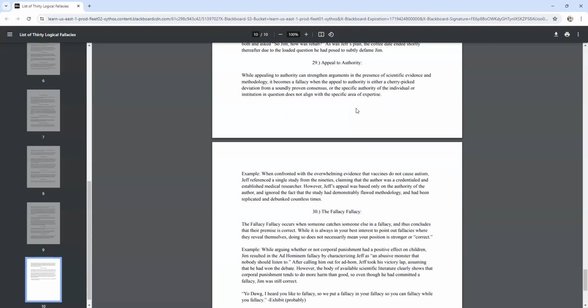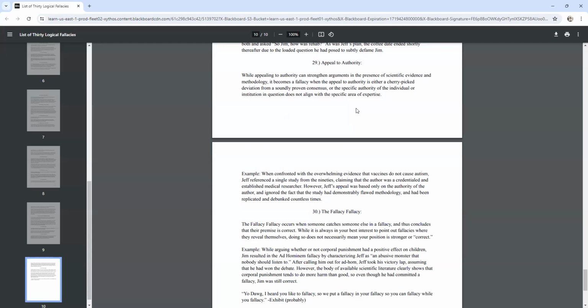Example, when confronted with the overwhelming evidence that vaccines do not cause autism, Jeff referenced a single study from the 90s claiming that its author was credentialed and established as a medical researcher. However, Jeff's appeal was based only on the authority of the author and ignored the fact that the study had demonstrably flawed methodology and had been replicated and debunked countless times.